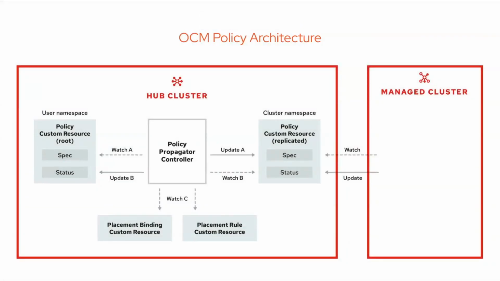I'll just go a little bit over the OCM policy architecture like we talked about before. Well, I kind of showed it to you in the demo, but we defined that root policy when I did that kubectl apply for example 1.yaml. There's a component called the policy propagator, which watches that root policy and then determines based on the placement that is associated with the policy, it'll create the replicated policies in the managed cluster namespaces.